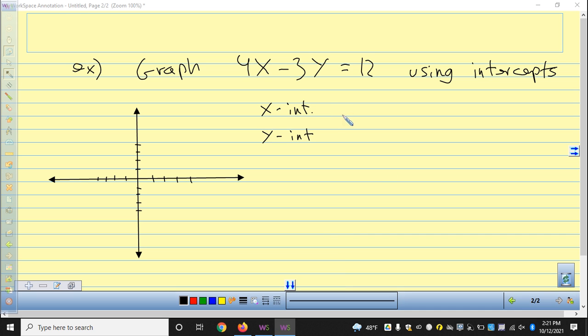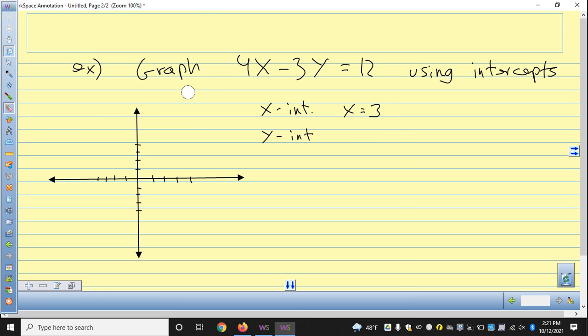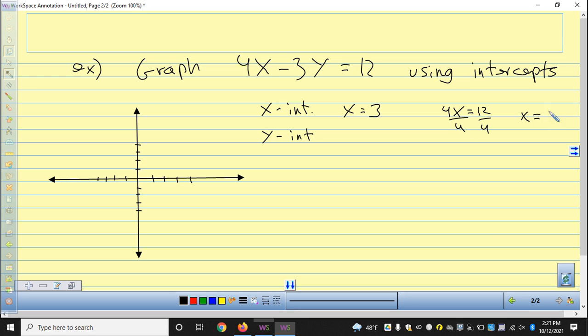So what did we get here for our x-intercept? X equals 3. So to get our x-intercept, we cover up the y part, and we get 4x equals 12. Divide by 4, and I get x equals 3.